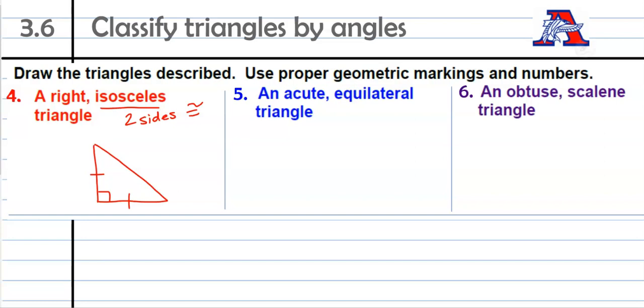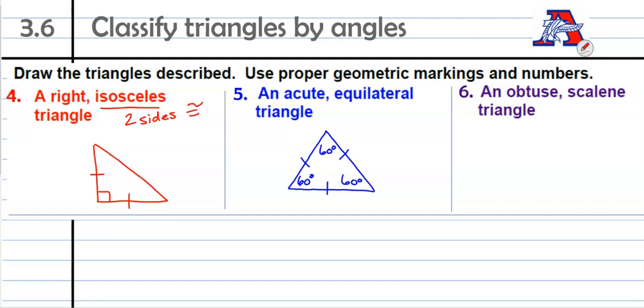Example 5, an acute equilateral triangle. Well, there's really only one way to draw an equilateral triangle. It would have to have all three sides congruent. And with that, all three angles would also be congruent, and they do happen to all be less than 90 degrees. So there we go, we're done.